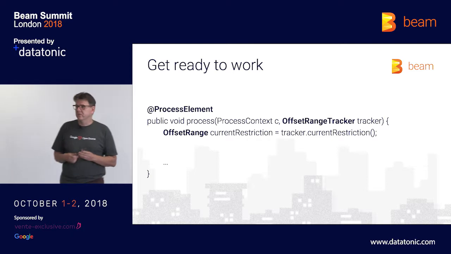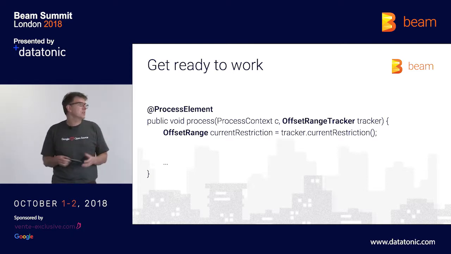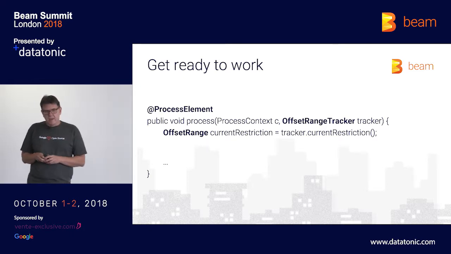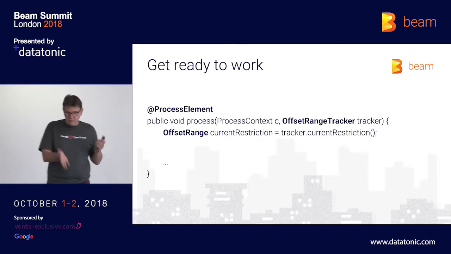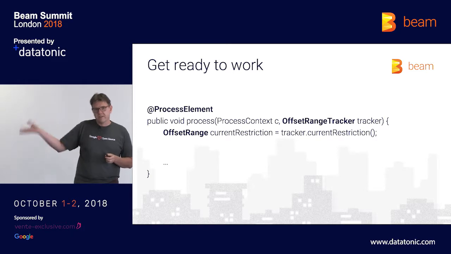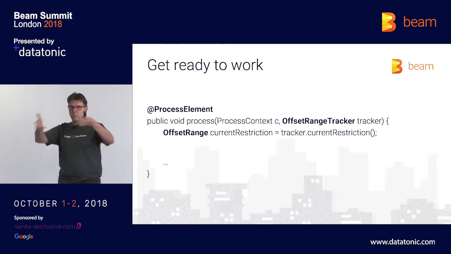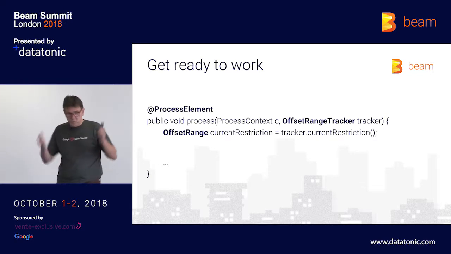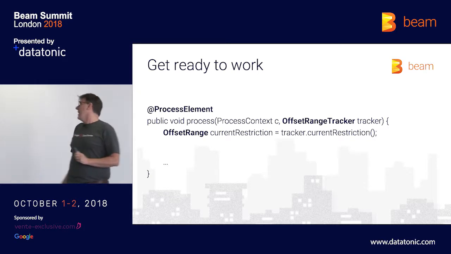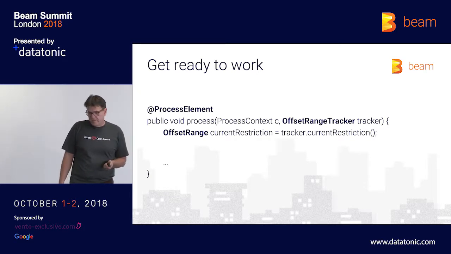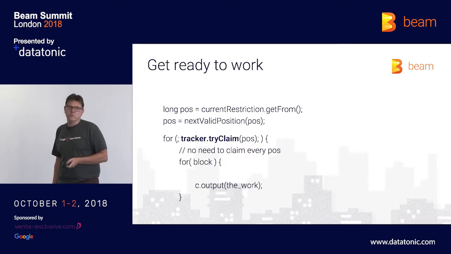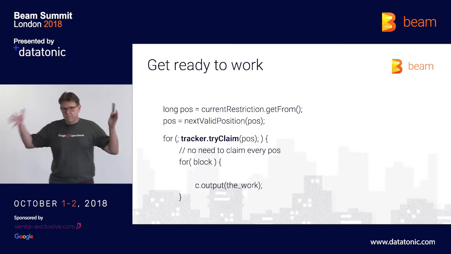But then the real work starts. So you've defined your initial restriction, in this case, again, a file. And you'll see, instead of the process element where you normally get just the context, you now get a tracker. The tracker is your view on the world, or the restriction you have. So the first thing you do is ask, what is my restriction? What is the part of the block that I'm working on? And you get that by calling current restriction. And then it's up to you to claim part of that block that you're going to work on.